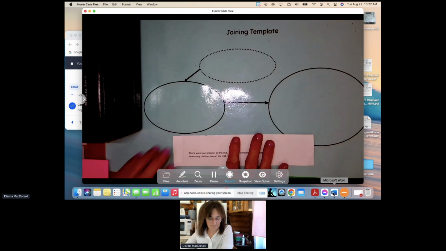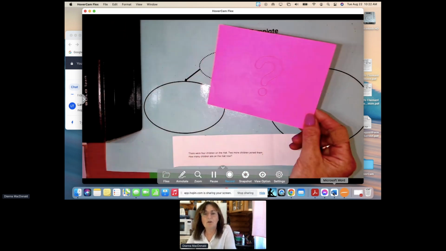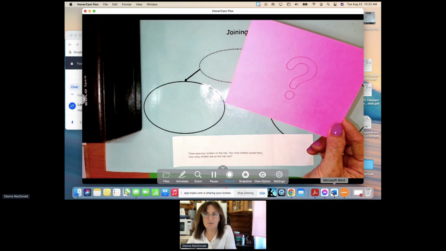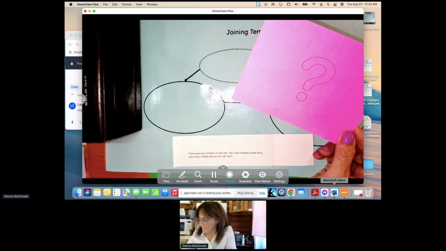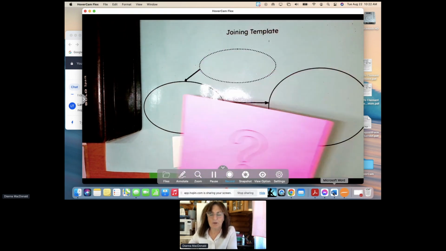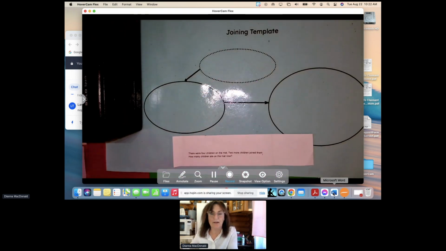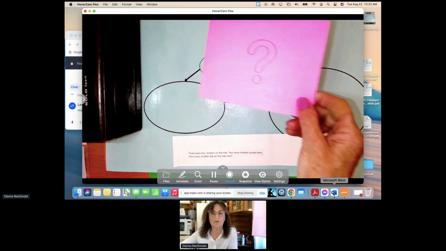Before we do anything else, I'm going to have the students look at their question mark. We've talked about what a question is. This is in grade 1, and you might have to do this in grade 2 or even further up. And talk about what is the question in the story. Well, what is a question? What are we trying to find out? It's something we're trying to find the answer to. How many children are on the mat now? So is that going to be at the beginning of the story, at the middle, or at the end?